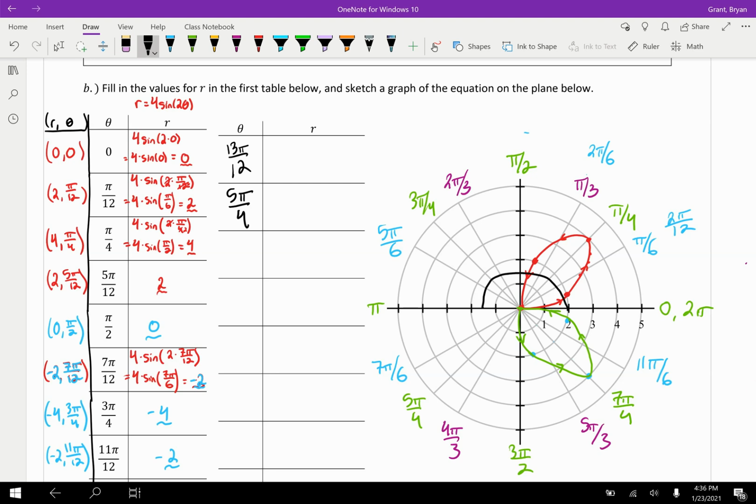We stopped here. Now we said 13 pi over 12, 5 pi over 4. It's going to be this pi over 12 is next, and so on and so forth. Fill those in, find your values of r, we'll see how you did, and you should be golden. Ready, set, go.